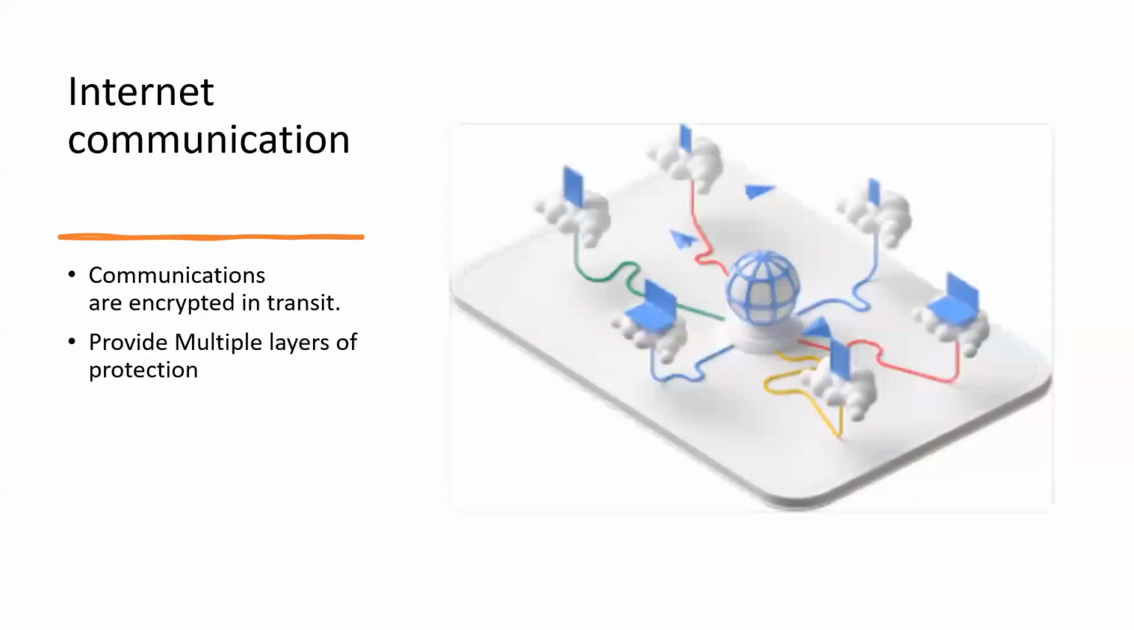Then you have internet communication. Whenever you transmit your data, it is encrypted before it is transmitted, and it is decrypted at the other end. It also has multi-layer protections against things like denial of service attacks. It consists of nearly 7 layers before anything accesses your data in GCP.